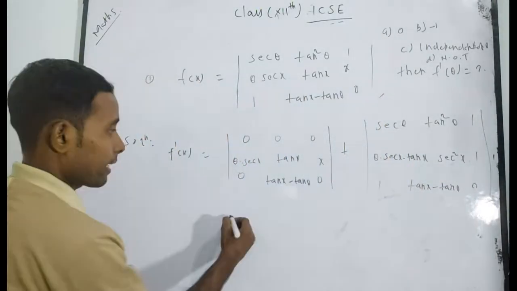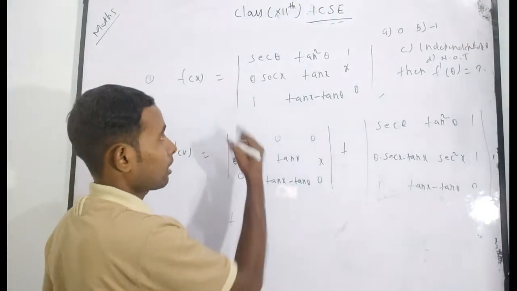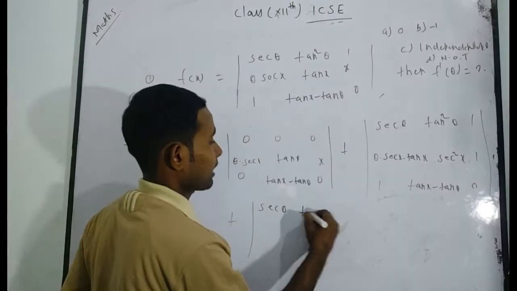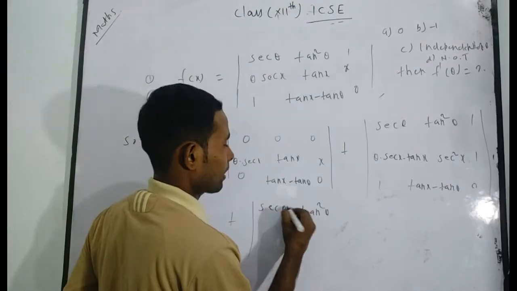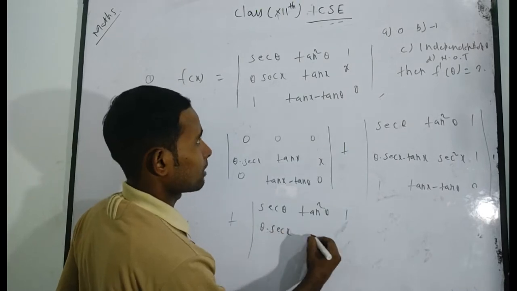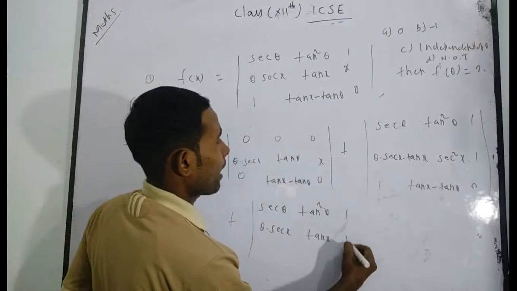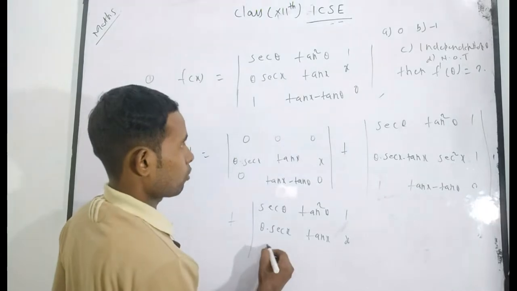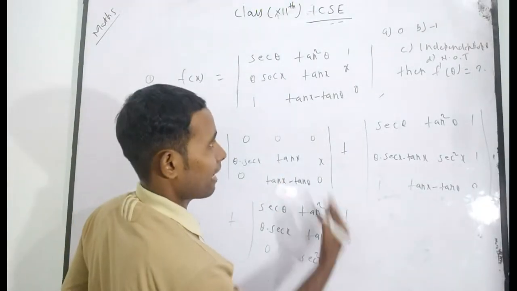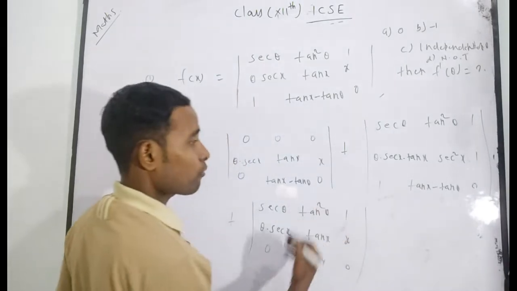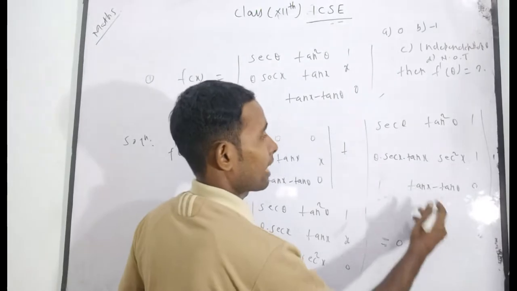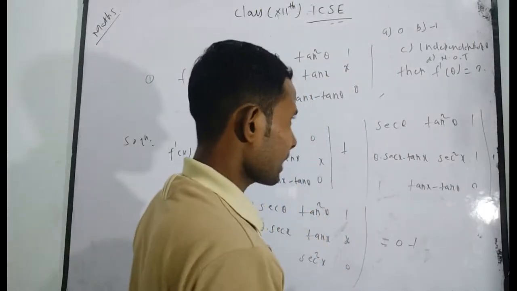Now I want to again differentiate the third row. So firstly write the same first and second row: sec theta, tan square theta, 1, theta into sec x, tan x, x. The derivative of this row will be 0, and its derivative will be sec square x, simply minus 0 and 0. Now you have to find its value. Definitely its determinant will be 0.